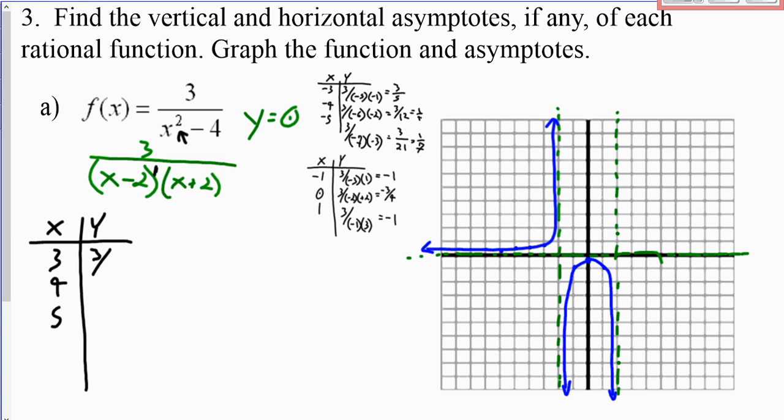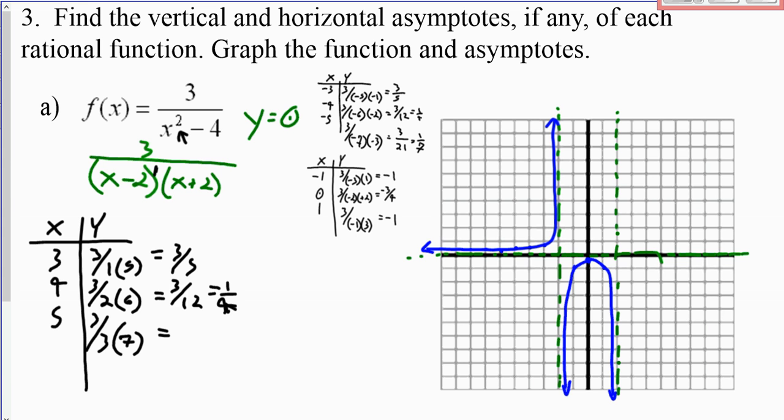So I'm going to get 3 over 3 minus 2, which is 1, times 3 plus 2, which is 5. So I'm going to get 3/5. And then I'm going to get 3 over 2 times 6, which is 3 over 12, which is 1/4. Okay, and then at 5, I'm going to have 3 over 21, which is equal to 1/7.